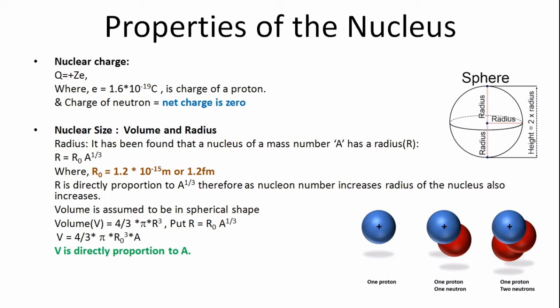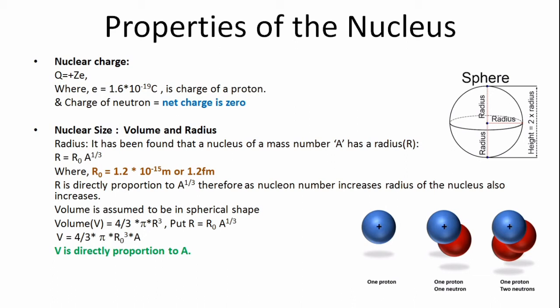I have added one neutron, and then again I have added one proton. So when I am increasing the nucleon number, its volume is also getting increased. From this what we can see is that the volume of the nucleus is directly proportional to the total number of nucleons present in the nucleus.